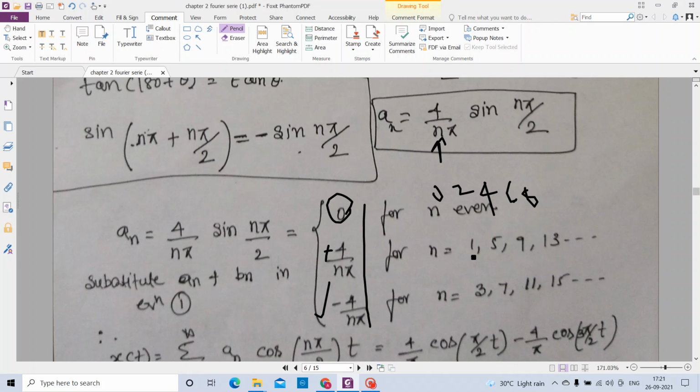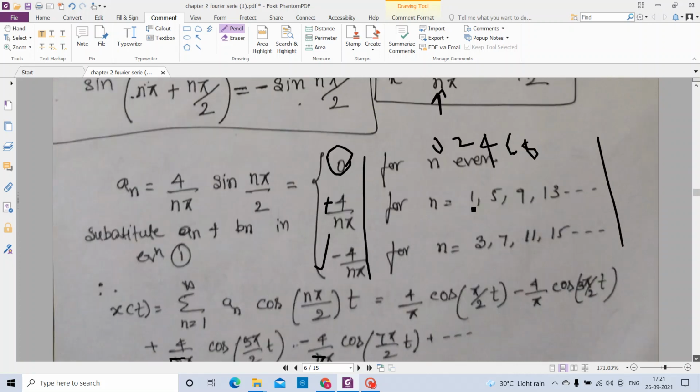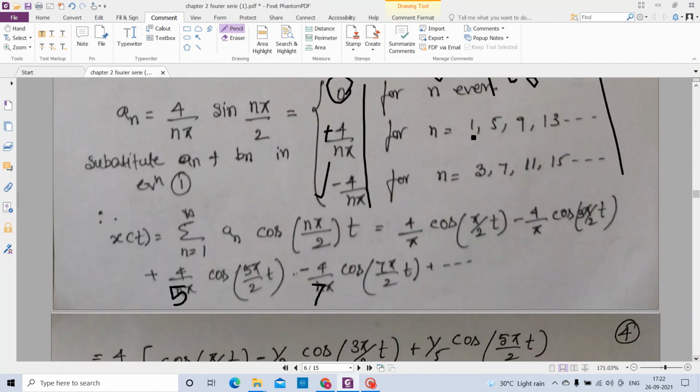Thereafter you have to substitute these values in the Fourier series equation. We know that very well, the Fourier series equation. Before that you have to substitute the coefficient of an, right? So the equation is x of t is equal to summation of n is equal to 1 to infinity a subscript n cos of n pi by 2 into t, right? So just substitute the value of n, that's all, and their respective coefficients.